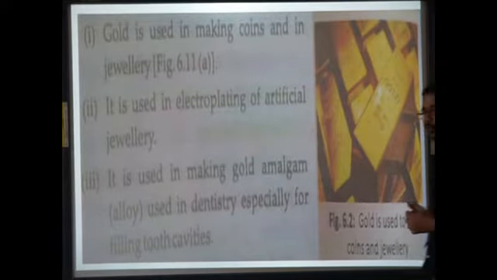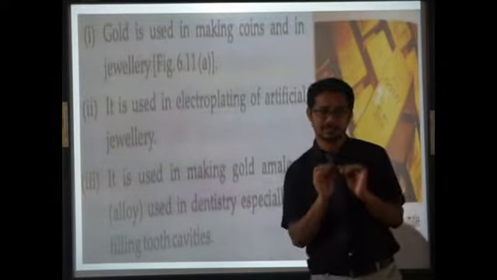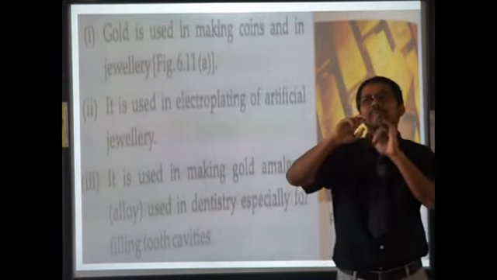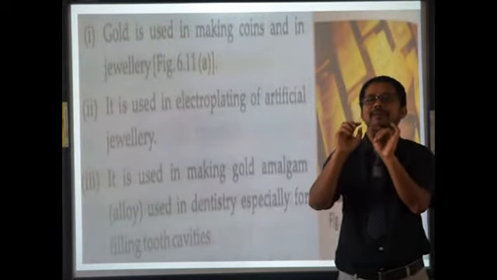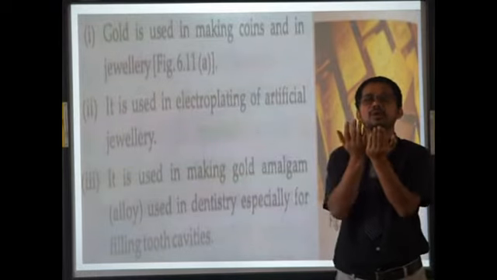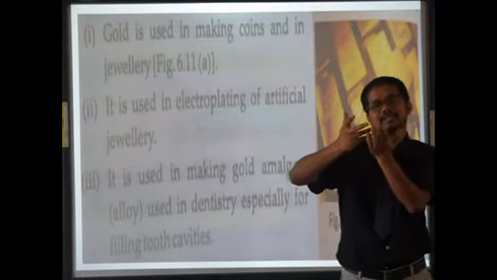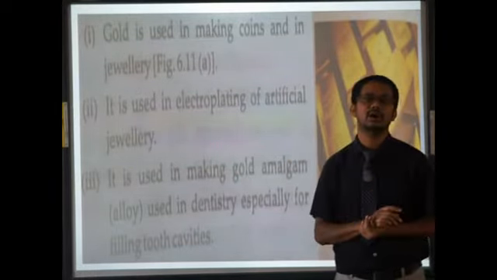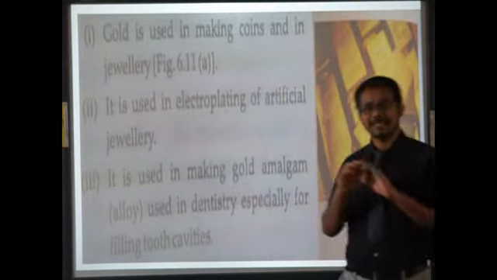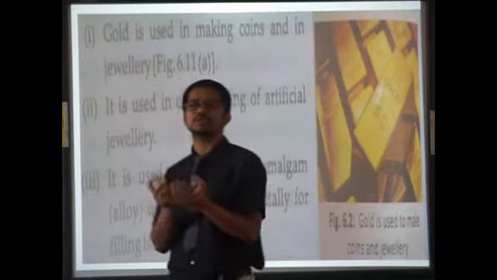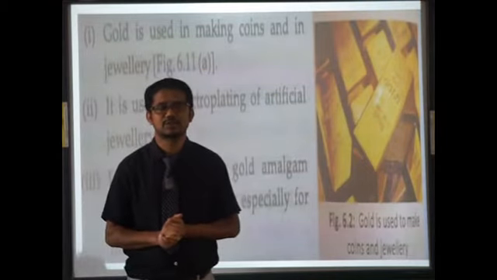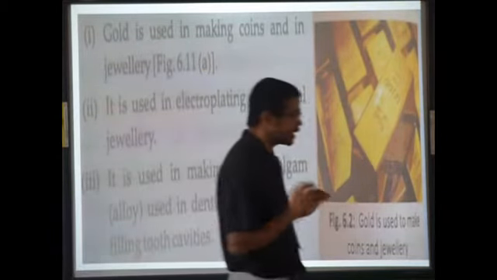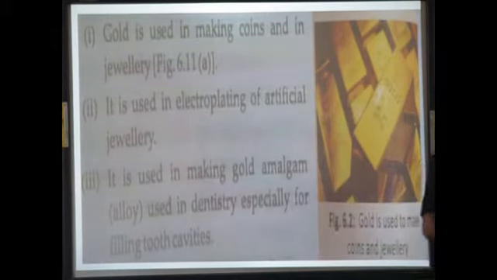Then it is used in electroplating of artificial jewelry. You can see city gold whenever you go to the market. This city gold has gold plating. A very, very thin layer of gold is plated on copper or tin, anything, or iron. It is plated over this metal. So it is used in electroplating artificial jewelry.